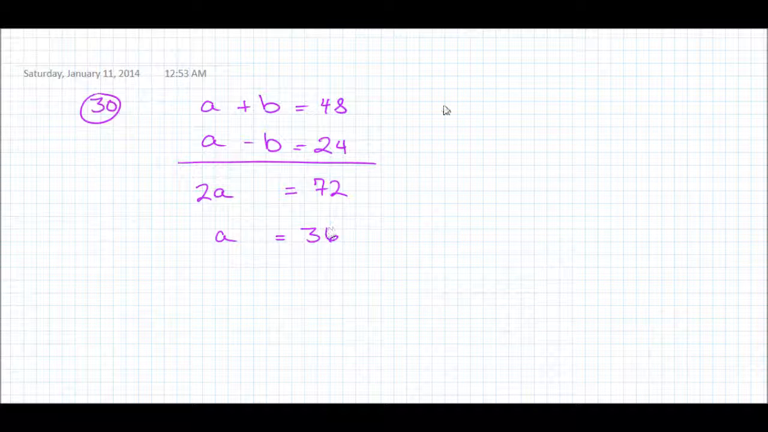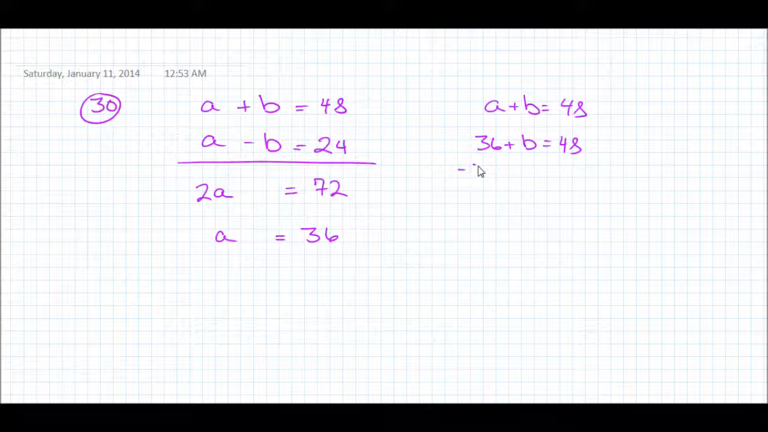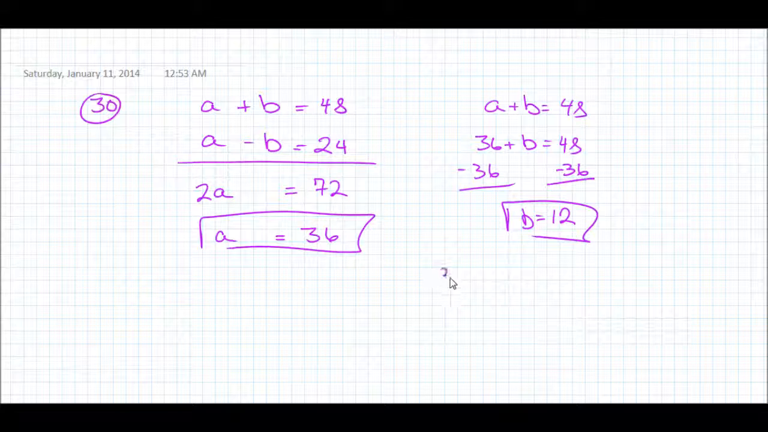So looking at the first equation, a plus b equals 48. So a was 36. We still don't know b. 36 plus b equals 48. Subtract 36 from each side. So b equals 12. So our solution set is 36, 12.